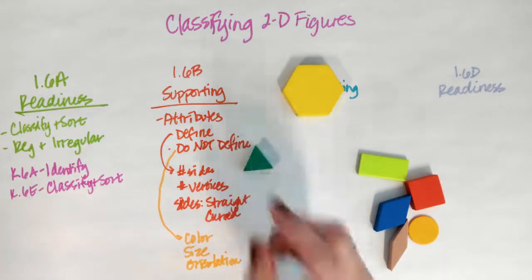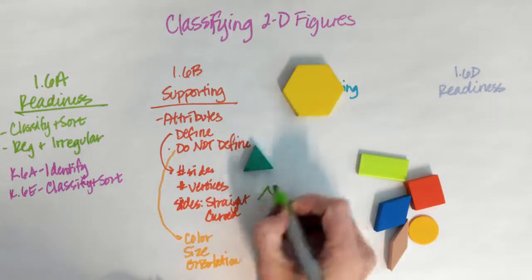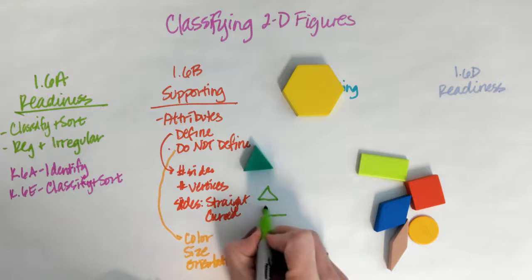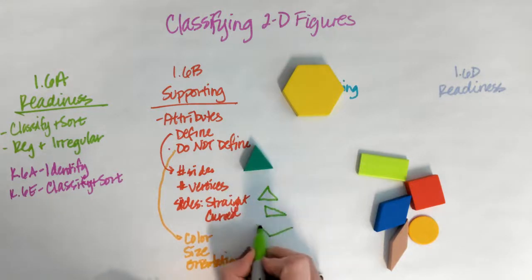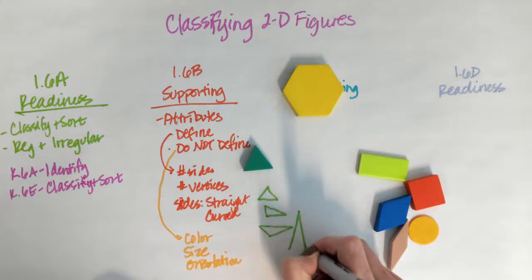So yes, this is a triangle. But besides a traditional equilateral triangle, kids could see a right triangle. Kids could see a crazy triangle. Kids could see a triangle that stands up really tall.